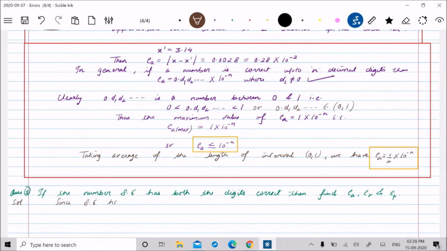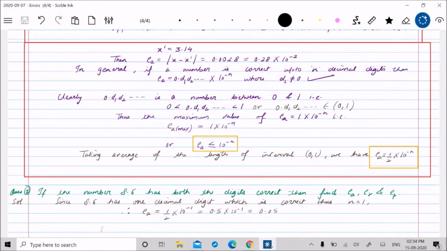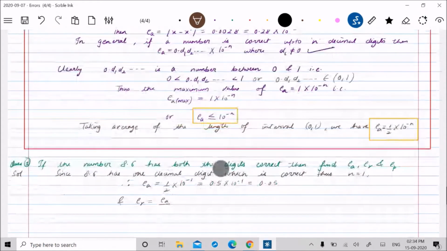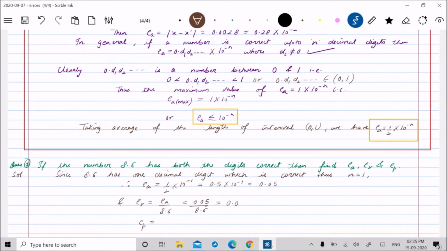A decimal number always has some error, the error by birth, defect by birth, right? Since 8.6 has one decimal digit which is correct, thus n equal to 1. This n is actually the number of decimals. This is due to this 0.6, and then you calculate the absolute error. Absolute error is calculated, then we calculate the relative error, and that is EA upon the original number. What is the original number? 8.6. Right. And EP is actually nothing but ER multiplied with 100%. So you just multiply this number by 100, so you're getting 0.58%. Fine.